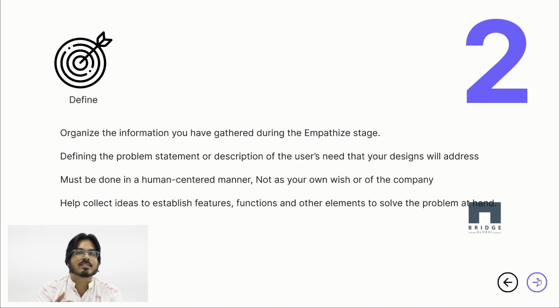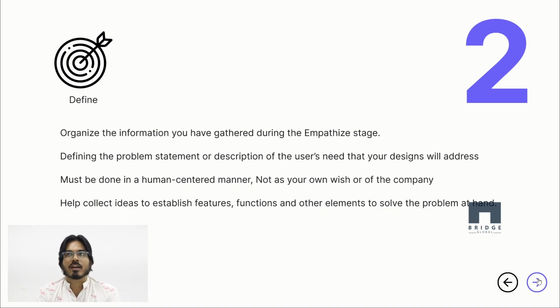After empathizing, the second step is defining. Here we organize the information we have gathered during the empathize stage and create problem statements from that. These problem statements should be human-centric. That is, they should not be based on what the product owner or the company thinks, but should address the issues the users are having, and must be done in a user-centric manner, and again not as per the wish of the company. This helps to collect ideas, establish the features, functions, and other elements, and to solve the problem at hand.